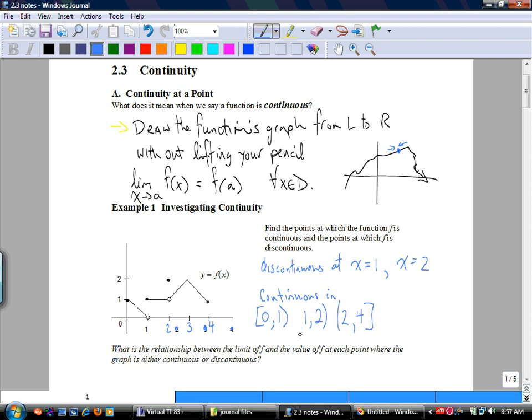No. Okay, fine, I'll write it this way. You might like this better.